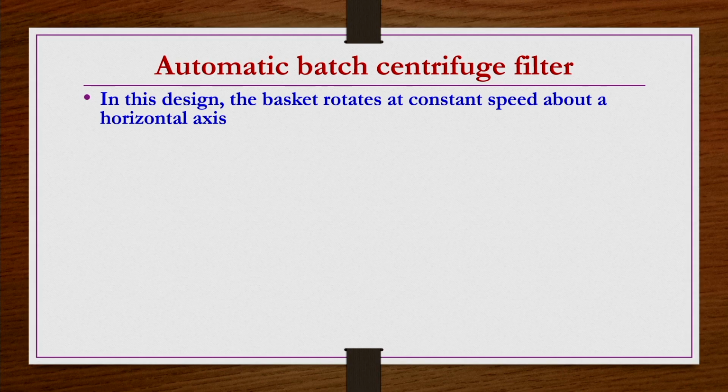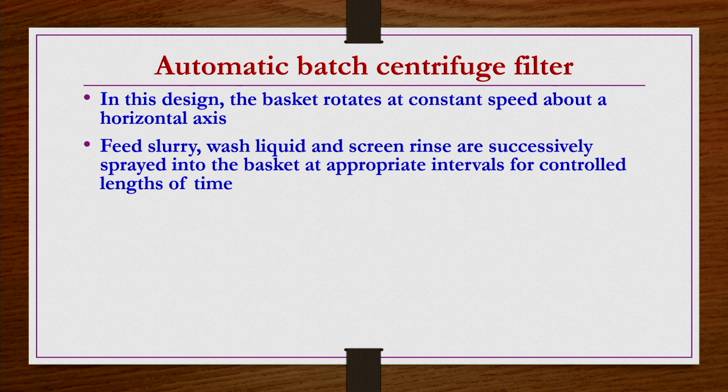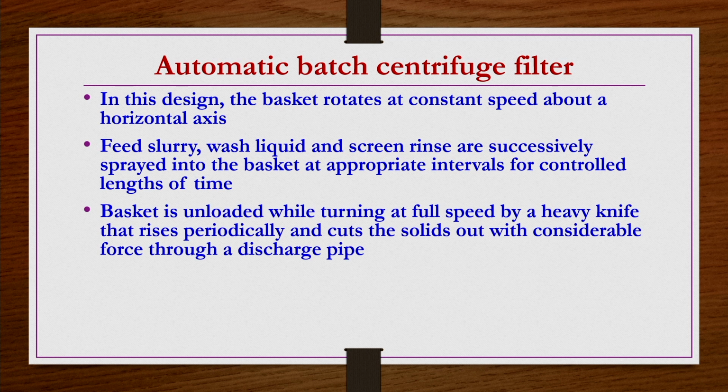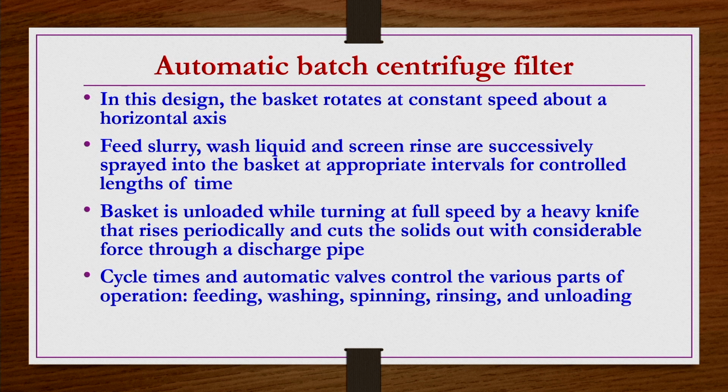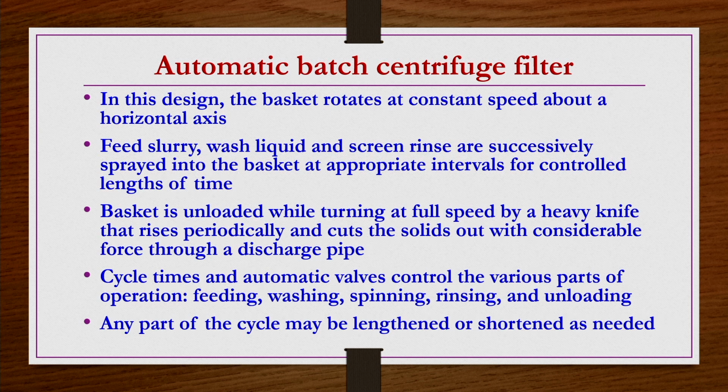Now, automatic batch centrifuge filter. In this design, the basket rotates at constant speed about a horizontal axis. Feed slurry, wash liquid and screen rinse are successively sprayed into the basket at appropriate intervals for controlled lengths of time. The basket is unloaded while turning at full speed by a heavy knife that rises periodically and cuts the solids out with considerable force through a discharge pipe. Cycle timers and automatic valves control the various parts of the operation like feeding, washing, spinning, rinsing and unloading. Any part of the cycle may be lengthened or shortened as needed.